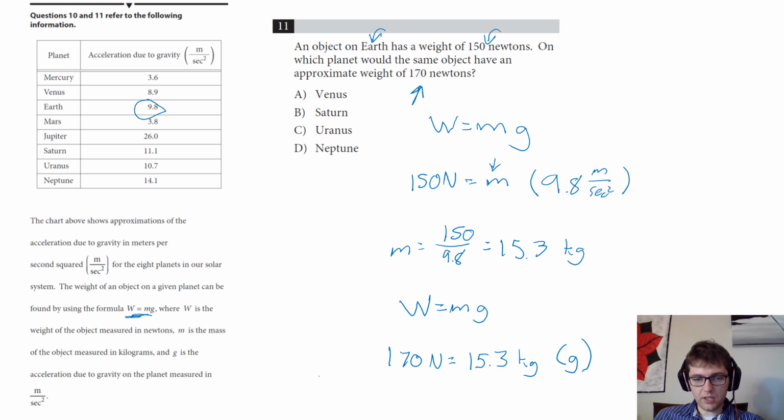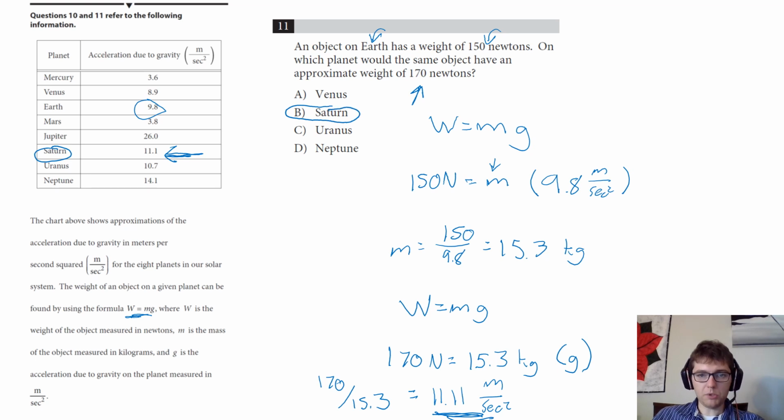So take 170 divided by 15.3, plug that in your calculator. You come up with 11.11. That will be in units of meters per second squared. So 11.11, go to your table. 11.11 matches the gravity on Saturn. So Saturn is the correct answer. An object on Earth that weighs 150 newtons will weigh 170 newtons on which planet? The planet of Saturn. B is correct.